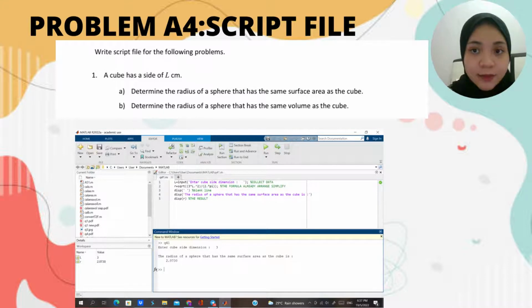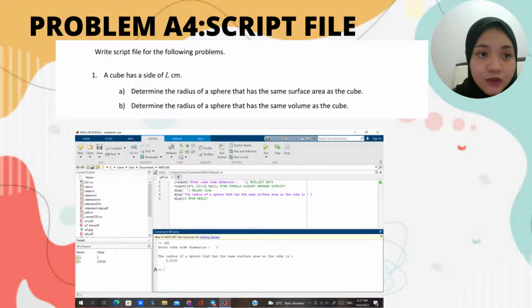So for the question in chapter 4, for a question, firstly, open MATLAB and create a new script.